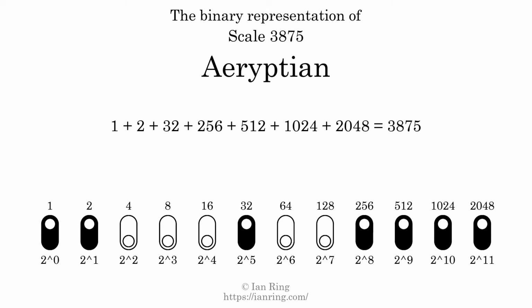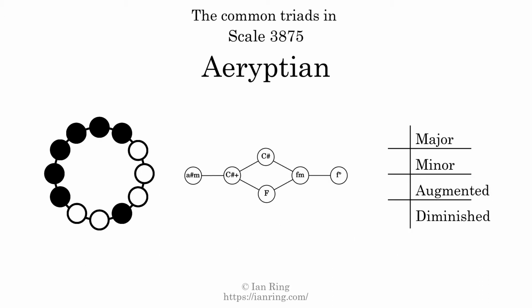3875. The scale number not only enumerates the scale with a unique index, but it also literally describes the tonal content of the scale. Represented as a binary number in base 2, the scale number is 111100100011. Here are the common triads present in this scale.